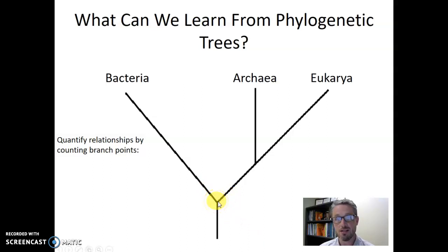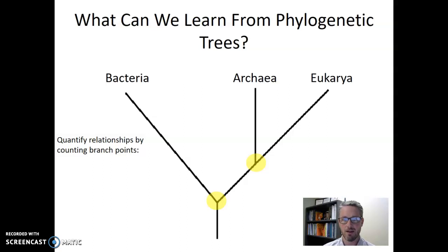As we proceed up the tree, we'll find that there is one more branch point on this tree where one line diverges and becomes two separate lines. So there are only two branch points in this tree. Depending on how complicated the tree is, there could be many, many branch points. But here we'll use this one with just two. And again, we want to quantify the relationships in this tree. We want to learn about what is the relationship between archaea and eukarya. What's the relationship between bacteria and archaea?